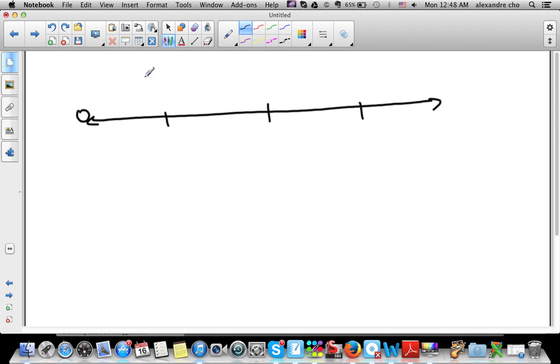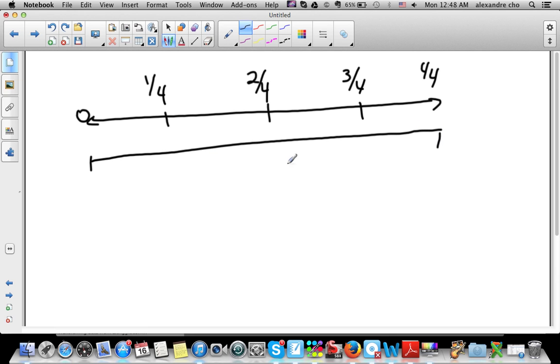That's 0, 1/4, 2/4, 3/4, and 4/4. And then they gave you a box under it, broken into 10 pieces.